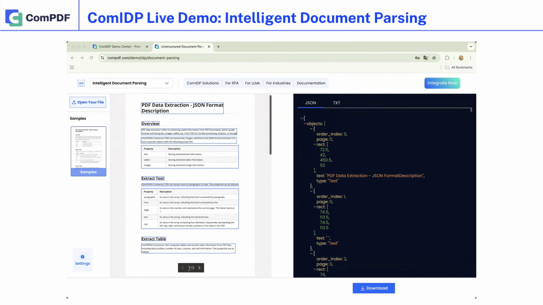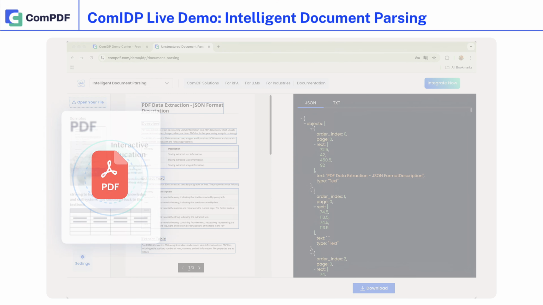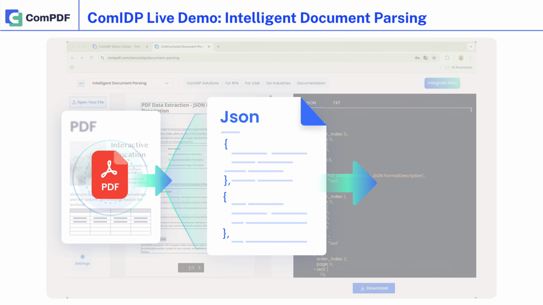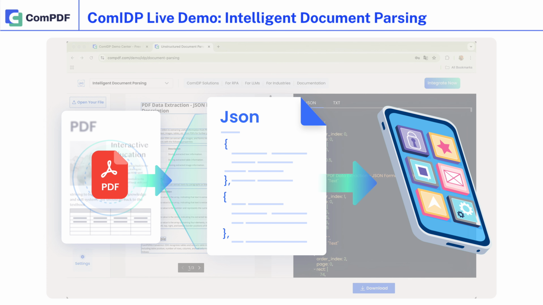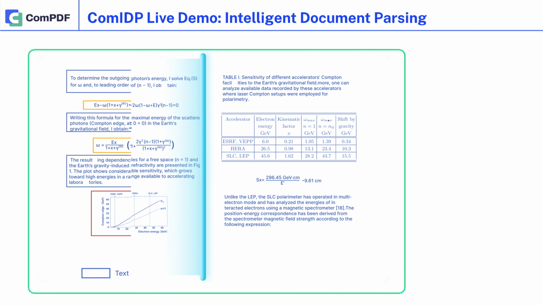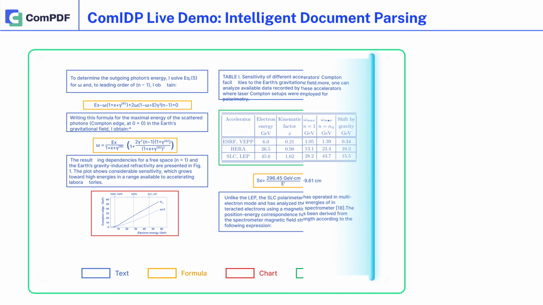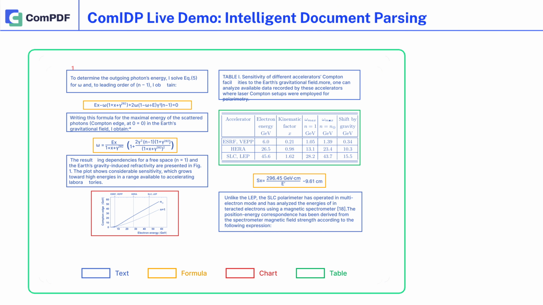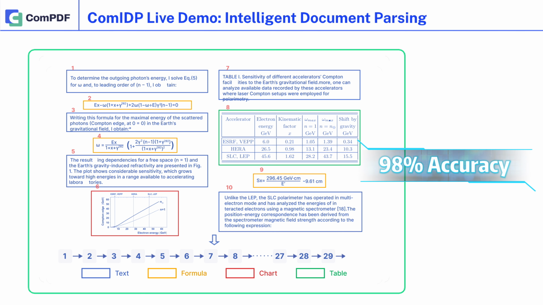The goal of intelligent document parsing is to turn unstructured documents into structured JSON data, providing accurate data for downstream applications. Powered by AI, our tool can smartly process and understand the content of your documents, maintaining the original reading logic and accurately identifying and categorizing elements, modules, and structures with up to 98% accuracy.